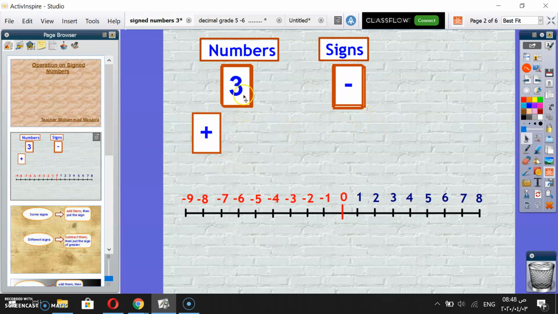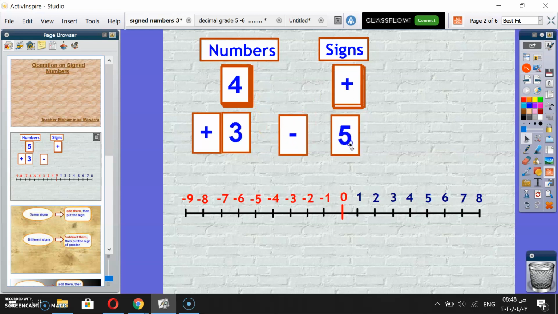Suppose we have plus 3 minus 5. So here is plus 3. I have a negative sign between them, so I should go to the left by 5 units. So 1, 2, 3, 4, and 5. So equal minus 2.